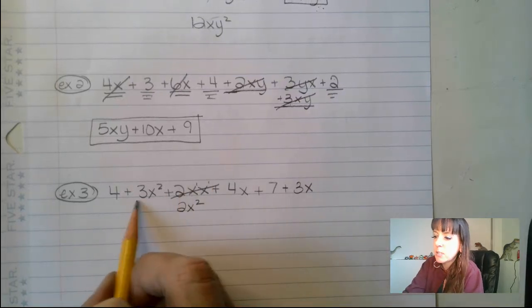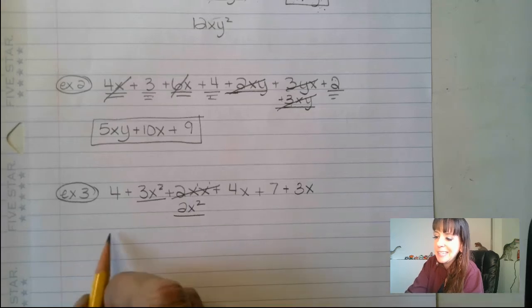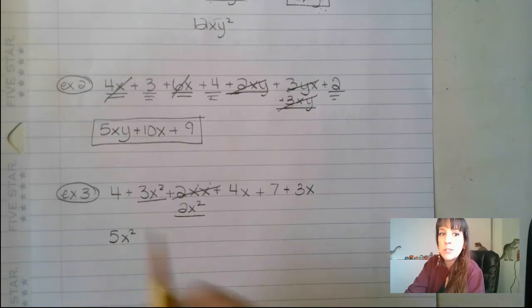Let's start with our x squareds. We have 3x squared and 2x squared. That gives us 5x squared.